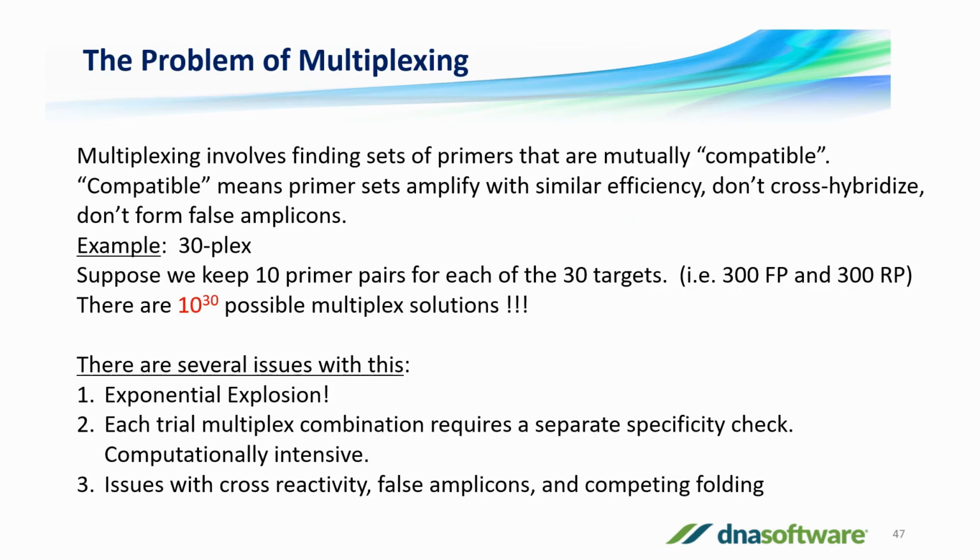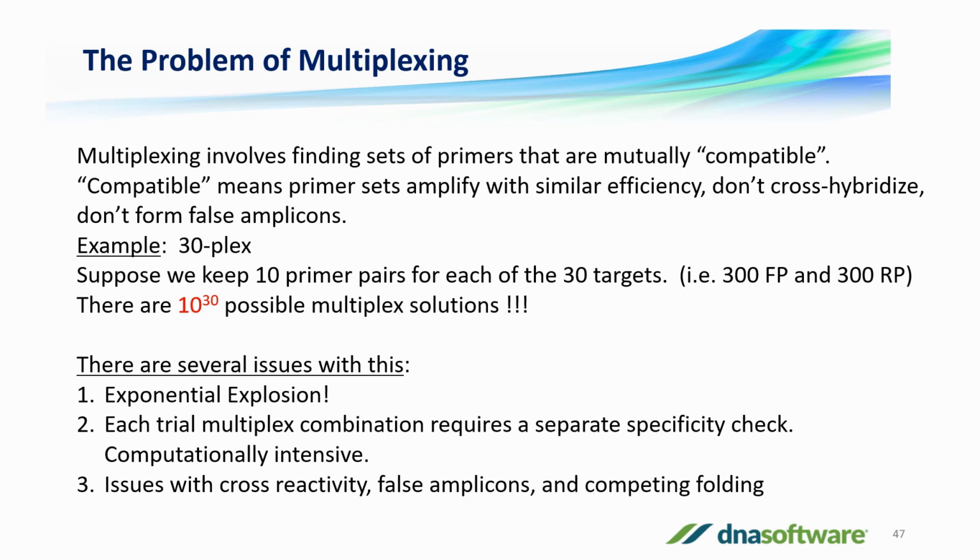And talking about the multiplex problem, the problem here is to try to get sets of primers that are mutually compatible, where compatible means that the primer sets amplify with similar efficiency, don't cross-hybridize, and don't form false amplicons. Let's take, for example, a 30-plex, much like the size of the reaction we did for InSilixa. Let's say in a 30-plex you keep 10 primer pair candidates for each of the 30 targets. So to start with, you've got 300 forward primer candidates and 300 reverse primer candidates plus probes.